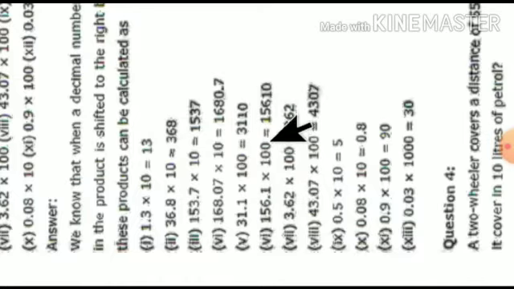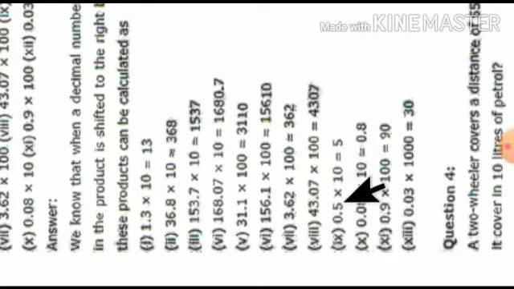156.1 into 100 equal to, see again 100 means two zeros are there. So point will shift two digits further. But there are no two digits. So we have to put 0. So equal to 15,610. 3.62 into 100 equal to, again 100 is there. So point will shift two digits further. So 362. Okay. 43.07 into 100 equal to, again 100 is there. Two zeros are there. So it will shift two digits further. So equal to 4307.